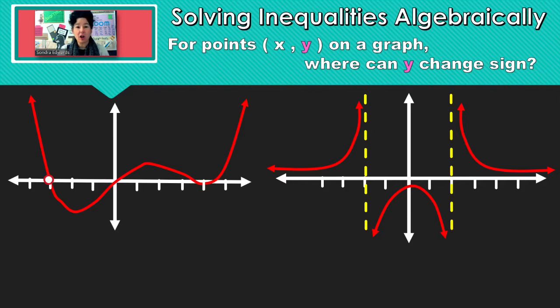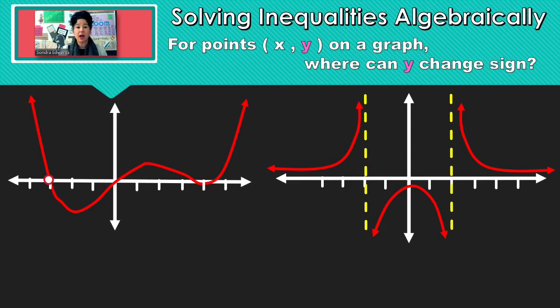We're going to be solving some inequalities today, but we're going to be doing that algebraically. But let's start by just looking at the graphs of some functions so we can understand why holes, vertical asymptotes, and x-intercepts are what we call critical values.